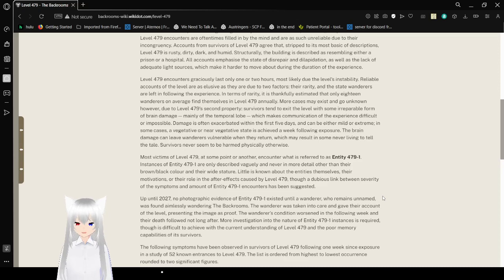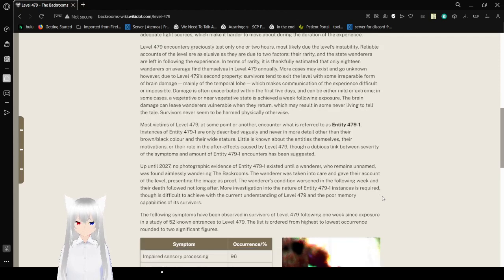Level 479 encounters graciously last only one or two hours, most likely due to the level's instability. Reliable accounts of the level are as elusive as they are due to two factors: the rarity and the state wanderers are left in following the experience. In terms of rarity, it is thankfully estimated that only 18 wanderers on average find themselves in Level 479 annually. More cases may exist and go unknown, however, due to Level 479's second property.